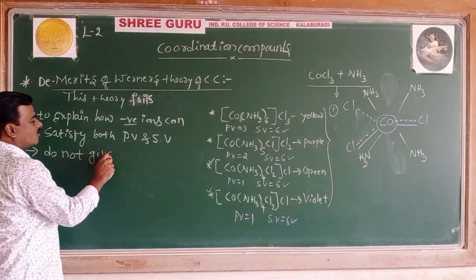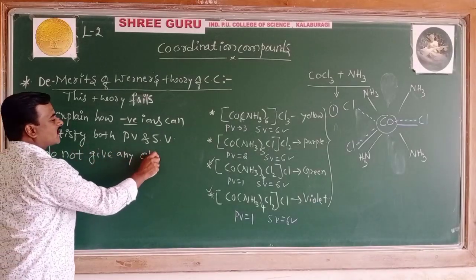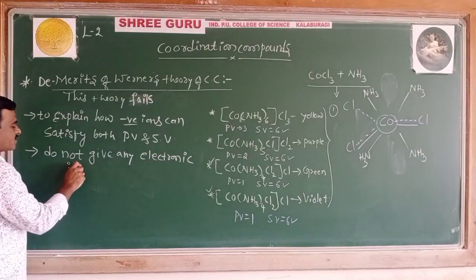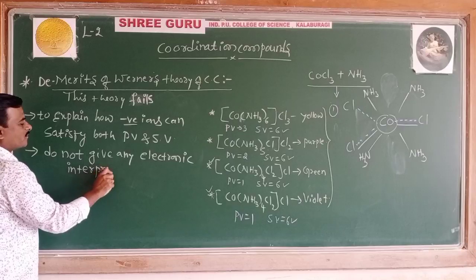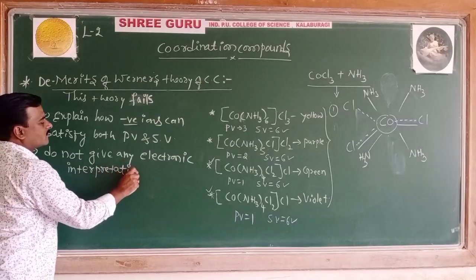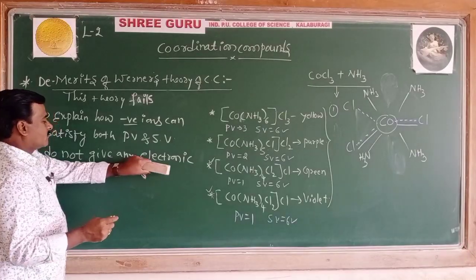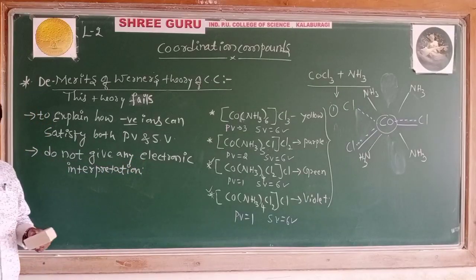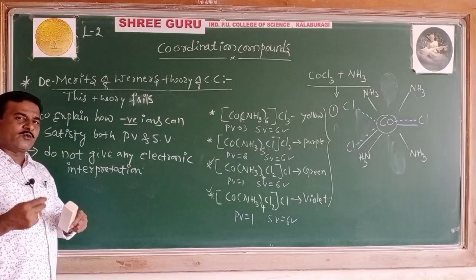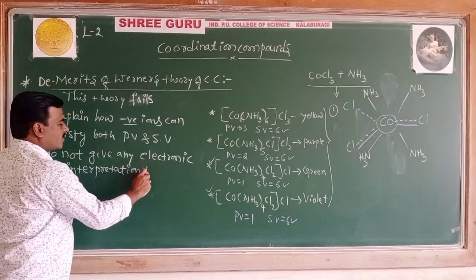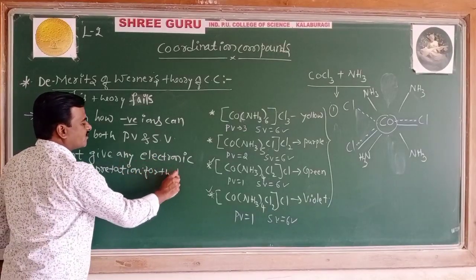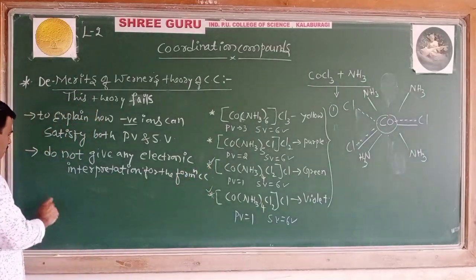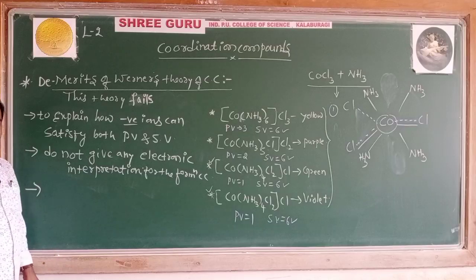for the formation of complexes. Werner fails to give any electronic interpretation or electronic explanation, electron involvement, for the formation of complexes, for the formation of coordination compounds. And what was the third demerit?